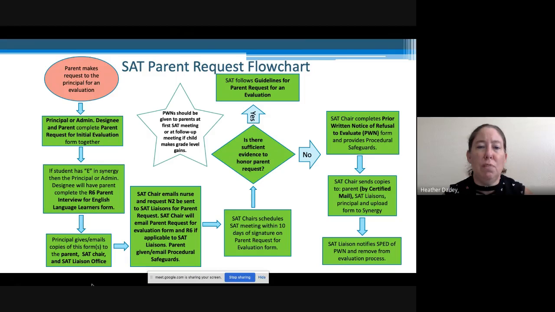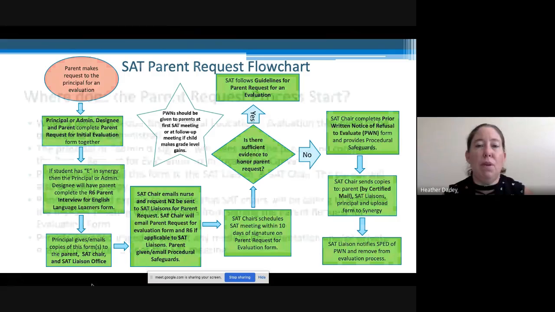So the student is showing that they're proficient, they're making gains, their attendance is good, there's no behavior concerns, areas like that. And that will be given to them in the first SAT meeting and also sent certified mail home to the parents. That form will be uploaded into Synergy. It will also be given to the SAT liaison and to the principal.